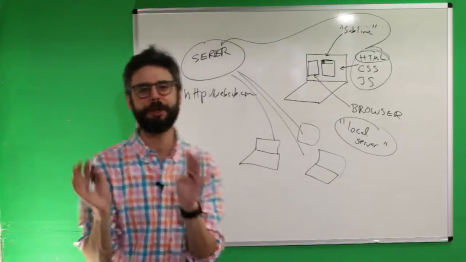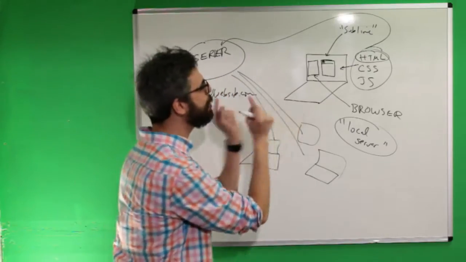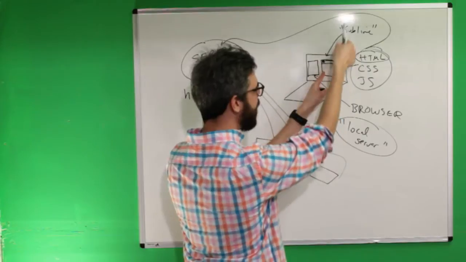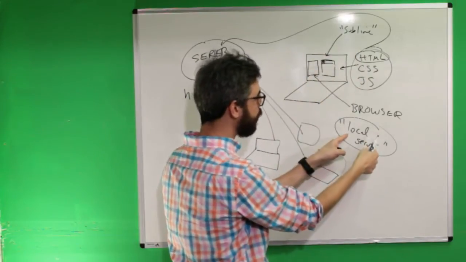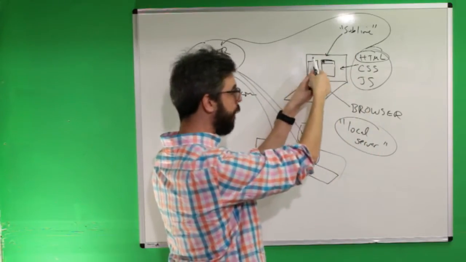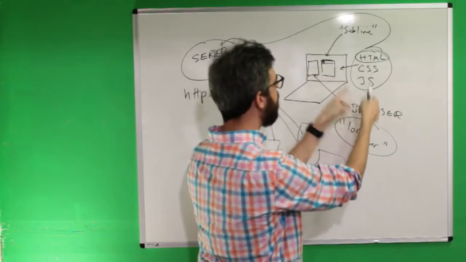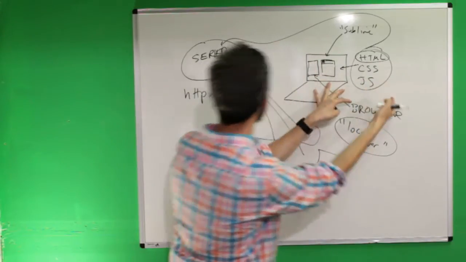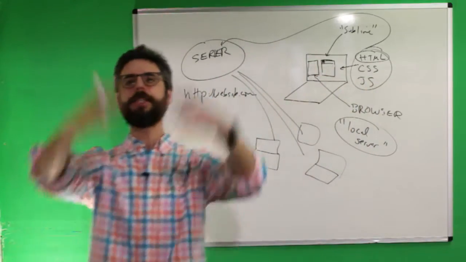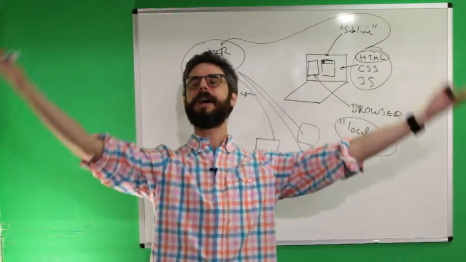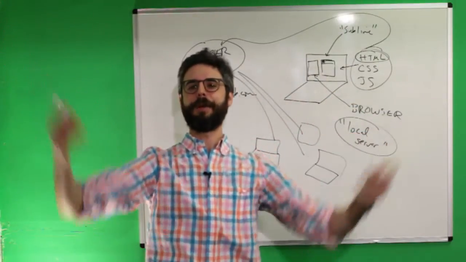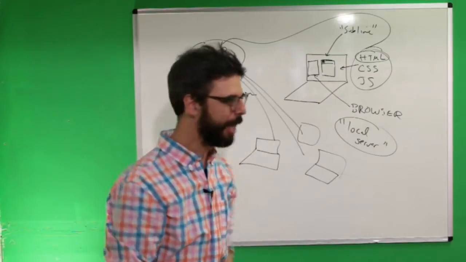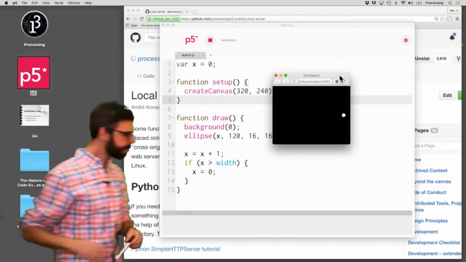So this is what I want to show you in this video. How do you edit your files with a text editor, run a local server so that you can see the result of those files in your browser and accurately simulate the environment that will eventually exist when you publish your stuff to the world and become the person who publishes their stuff to the world. There we go. Okay, so let's go back to the computer now and take a look at this.